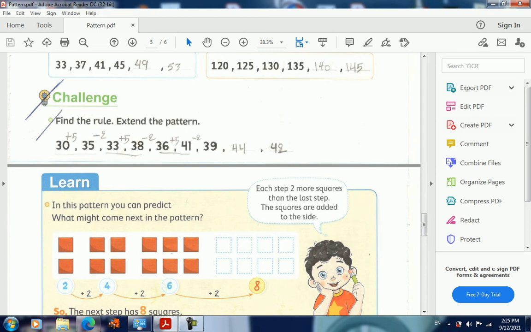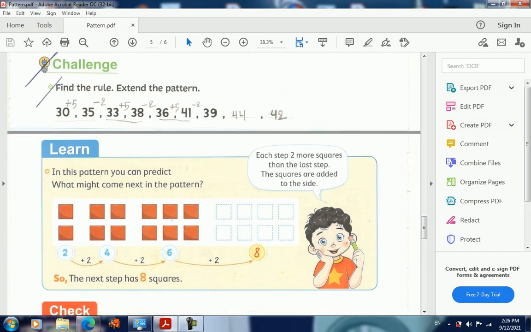Then 120, 125, 130, and 135. So this time we are adding 5. So 135 plus 5 is 140. 140 plus 5 is 145.